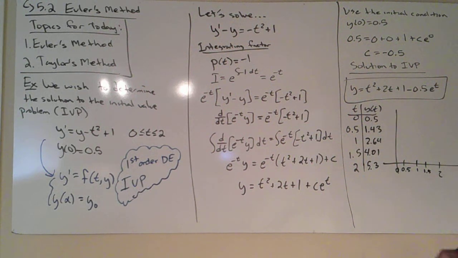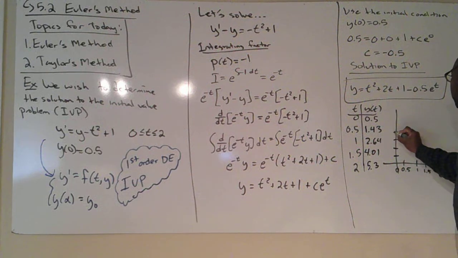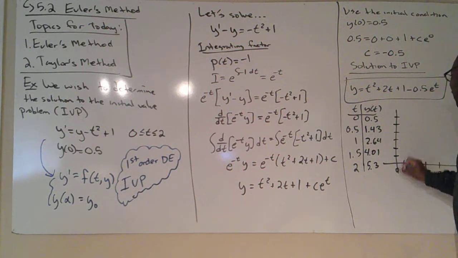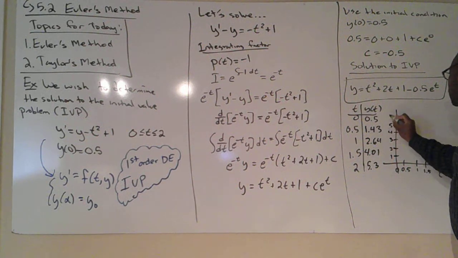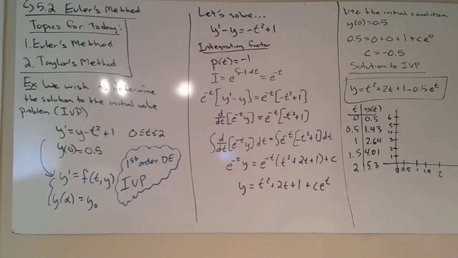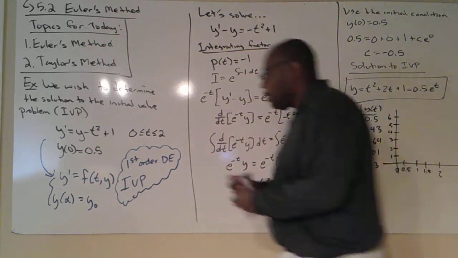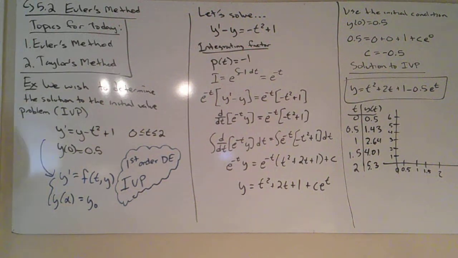So I have, let's say, 0, and then 0.5, and 1, and 1.5, and 2. Okay. And then I have my y values, right? It goes all the way up to 5.3. So let's do 1, 2, 3, 4, 5, 6, right? Not to scale, of course. So at 0 is 0.5. Let me use a different color. Use red.